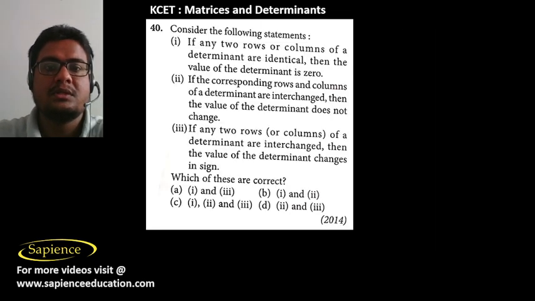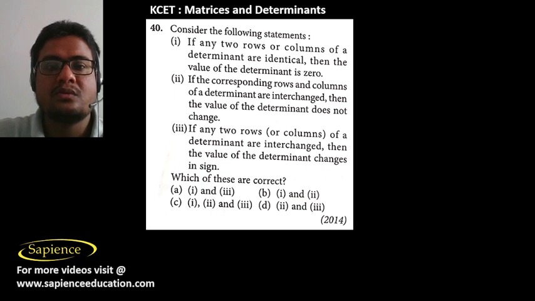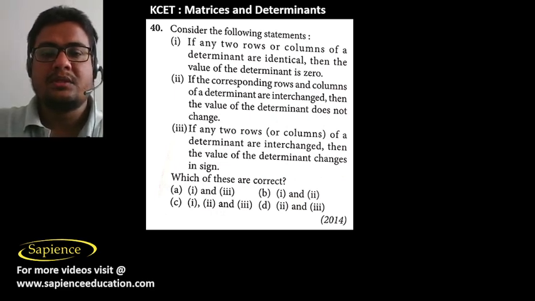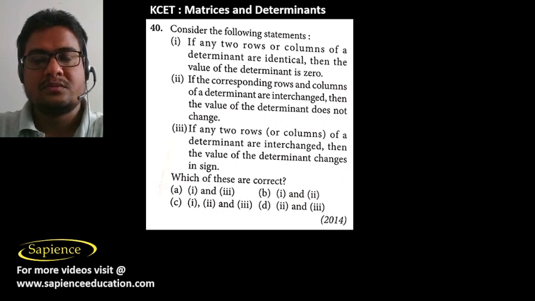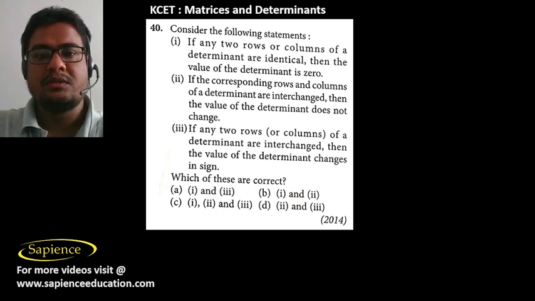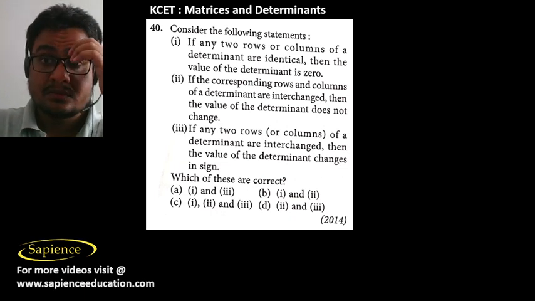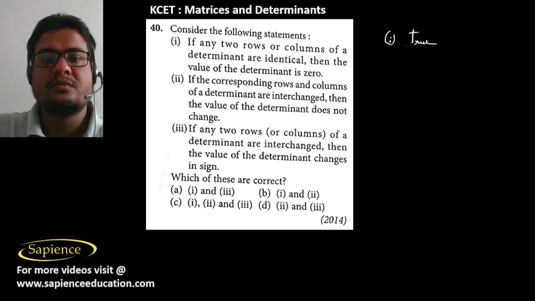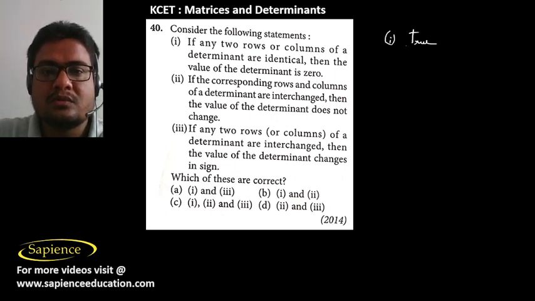Question number 40, it is told, consider the following statements. If any two rows or columns of a determinant are identical, then the value of the determinant is 0. So obviously this one is true. If the corresponding rows and columns of a determinant are interchanged, the value of the determinant does not change.